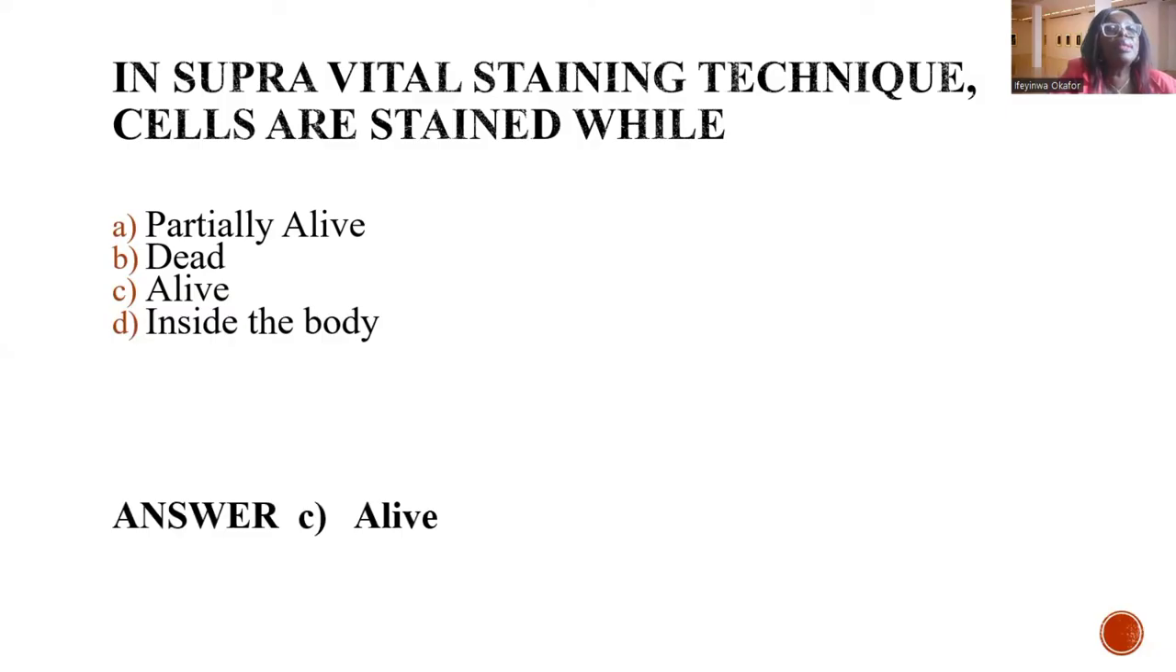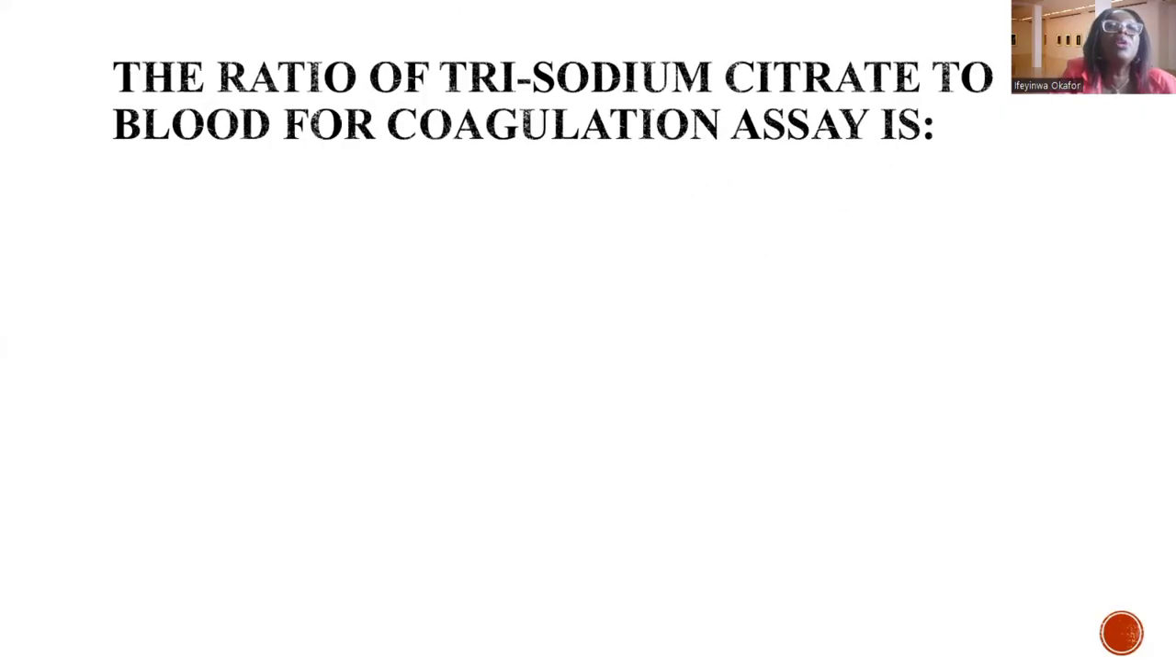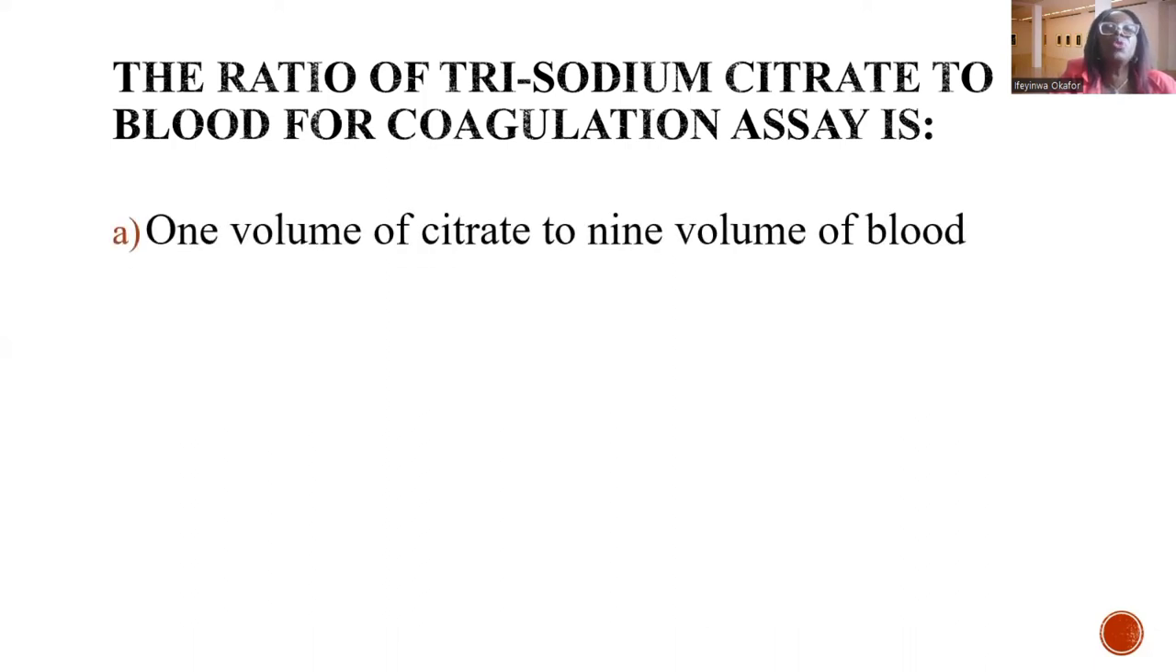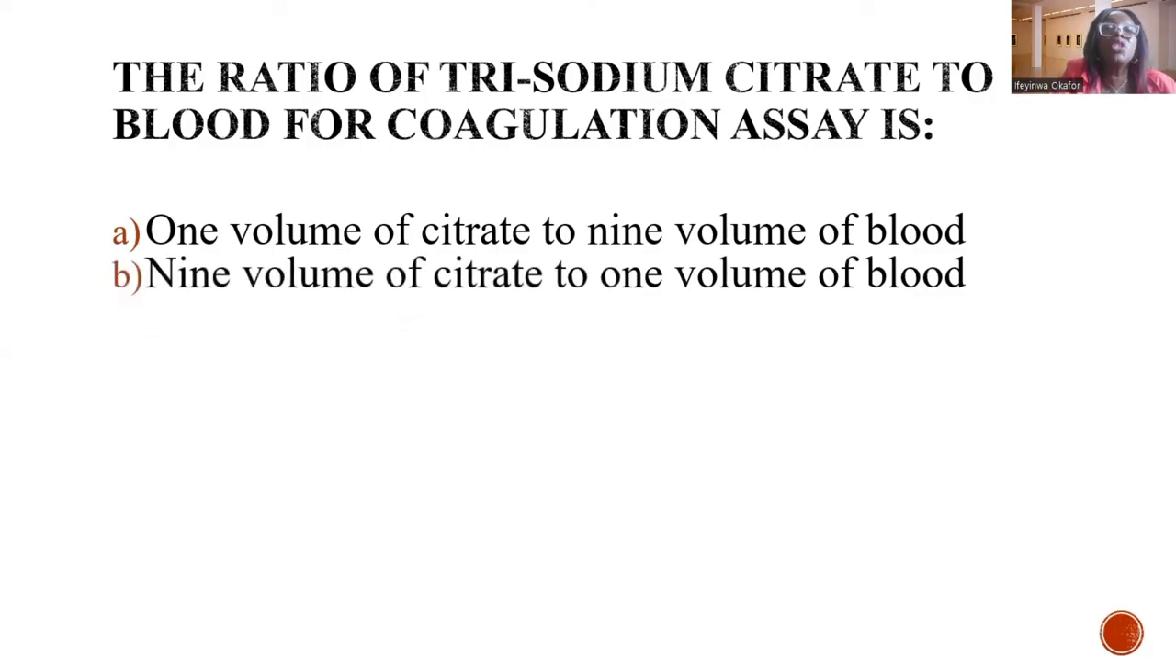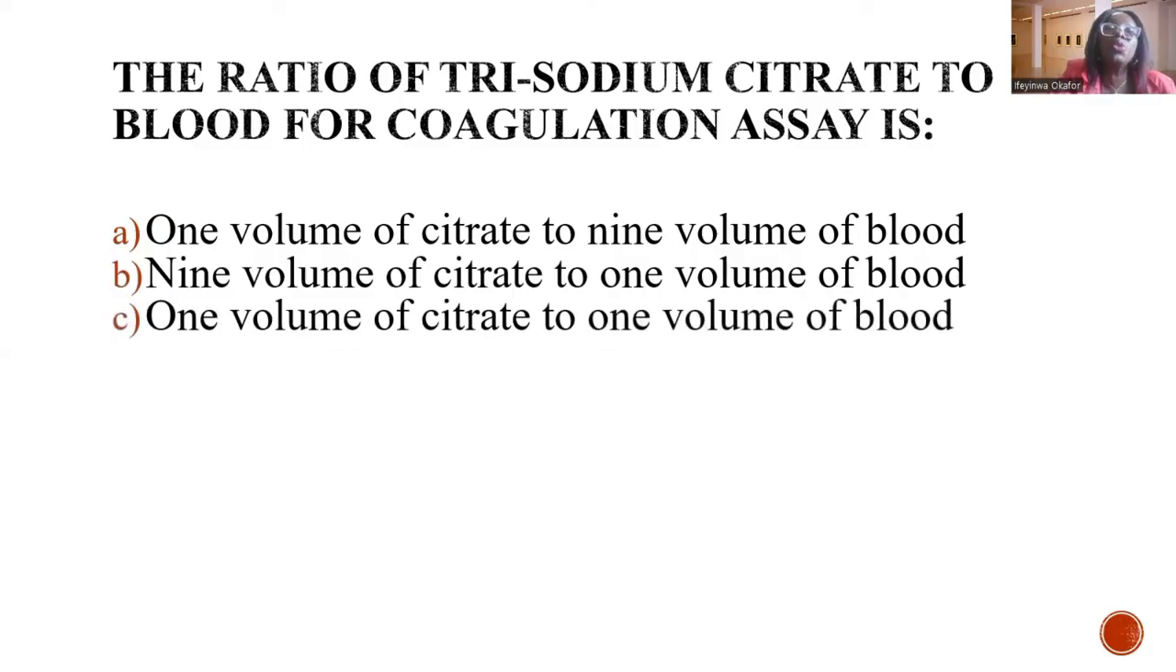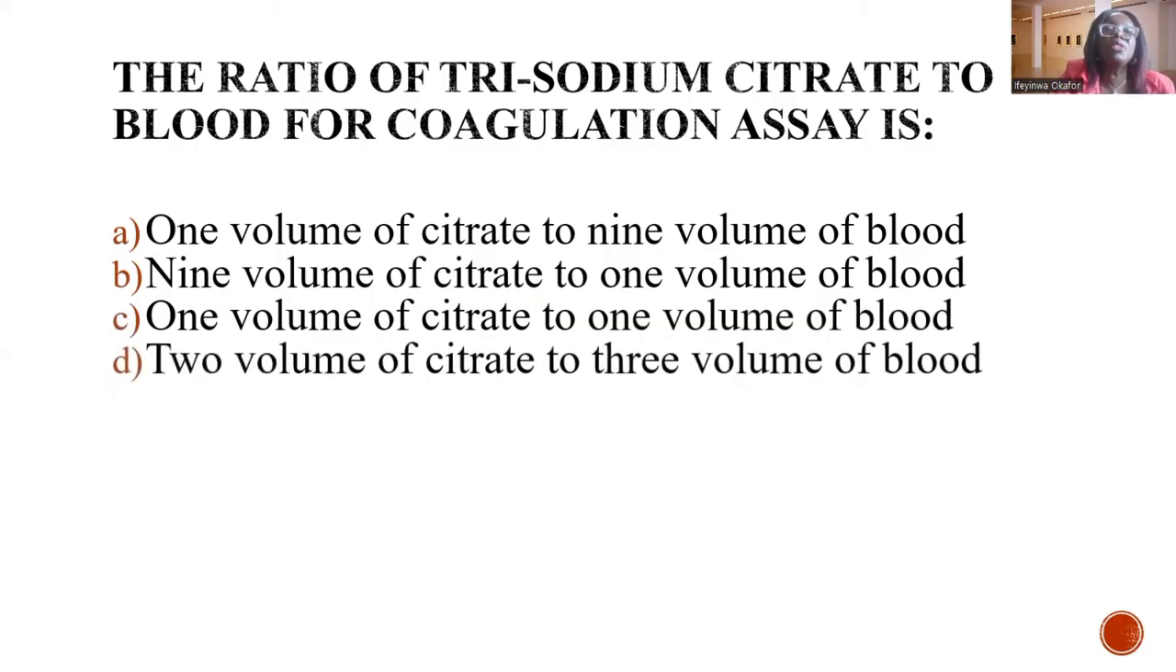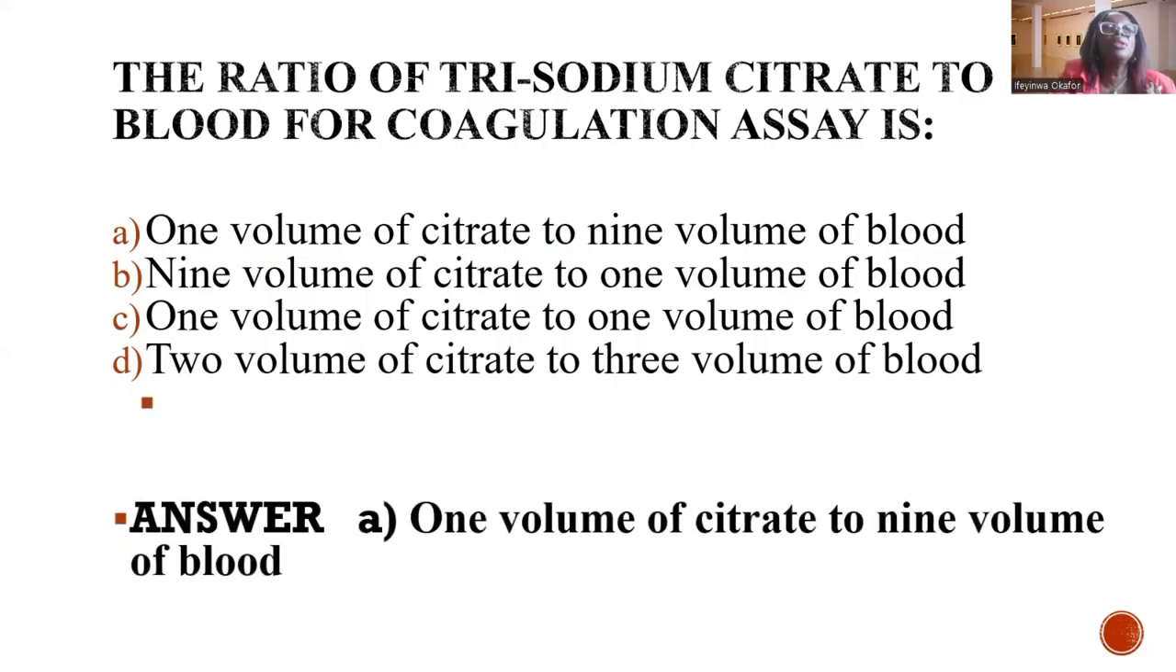In supravital staining technique, cells are stained while partially alive, dead, alive, inside the body. Answer is C, alive. The ratio of trisodium citrate to blood for coagulation assay is 1 volume of citrate to 9 volume of blood, 9 volume of citrate to 1 volume of blood, 1 volume of citrate to 1 volume of blood, 2 volume of citrate to 3 volume of blood. Answer A, 1 volume of citrate to 9 volume of blood.